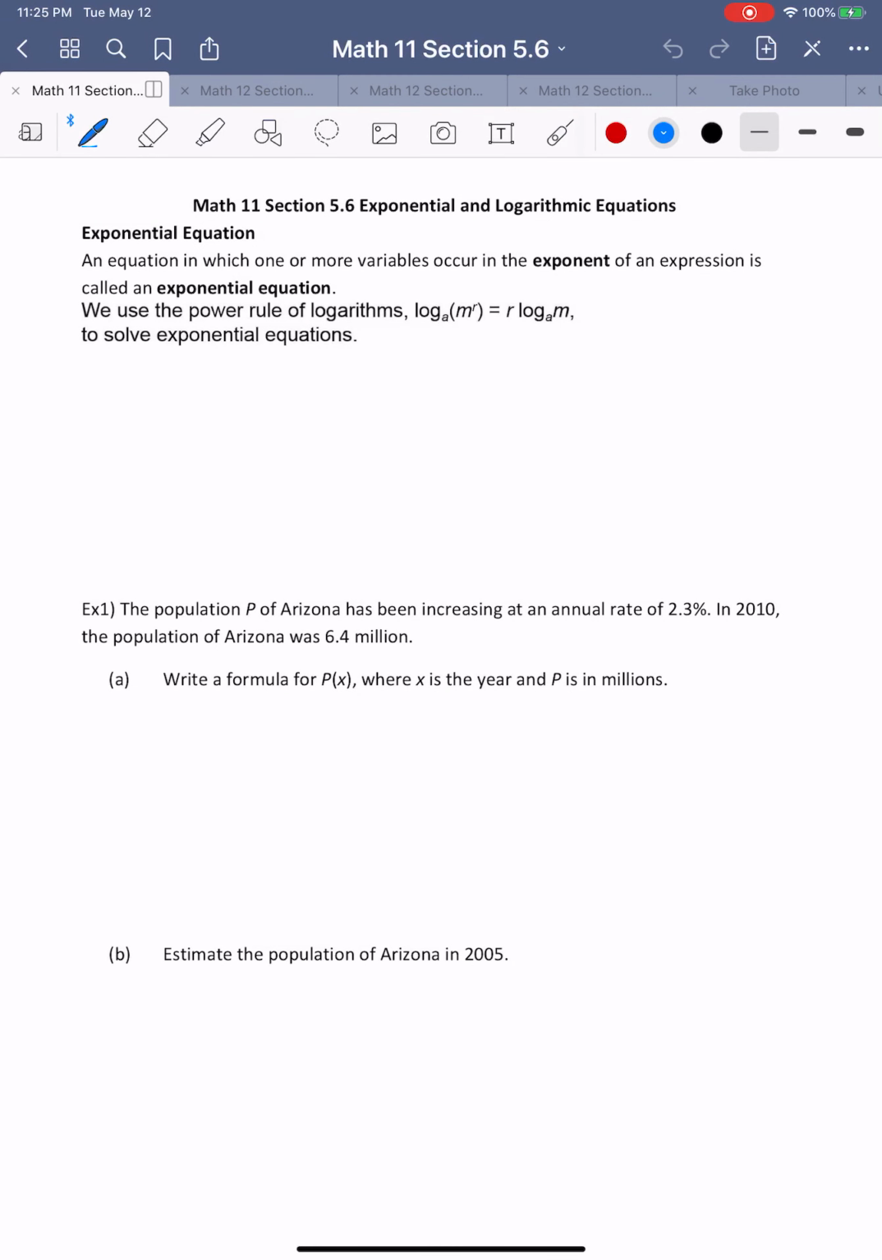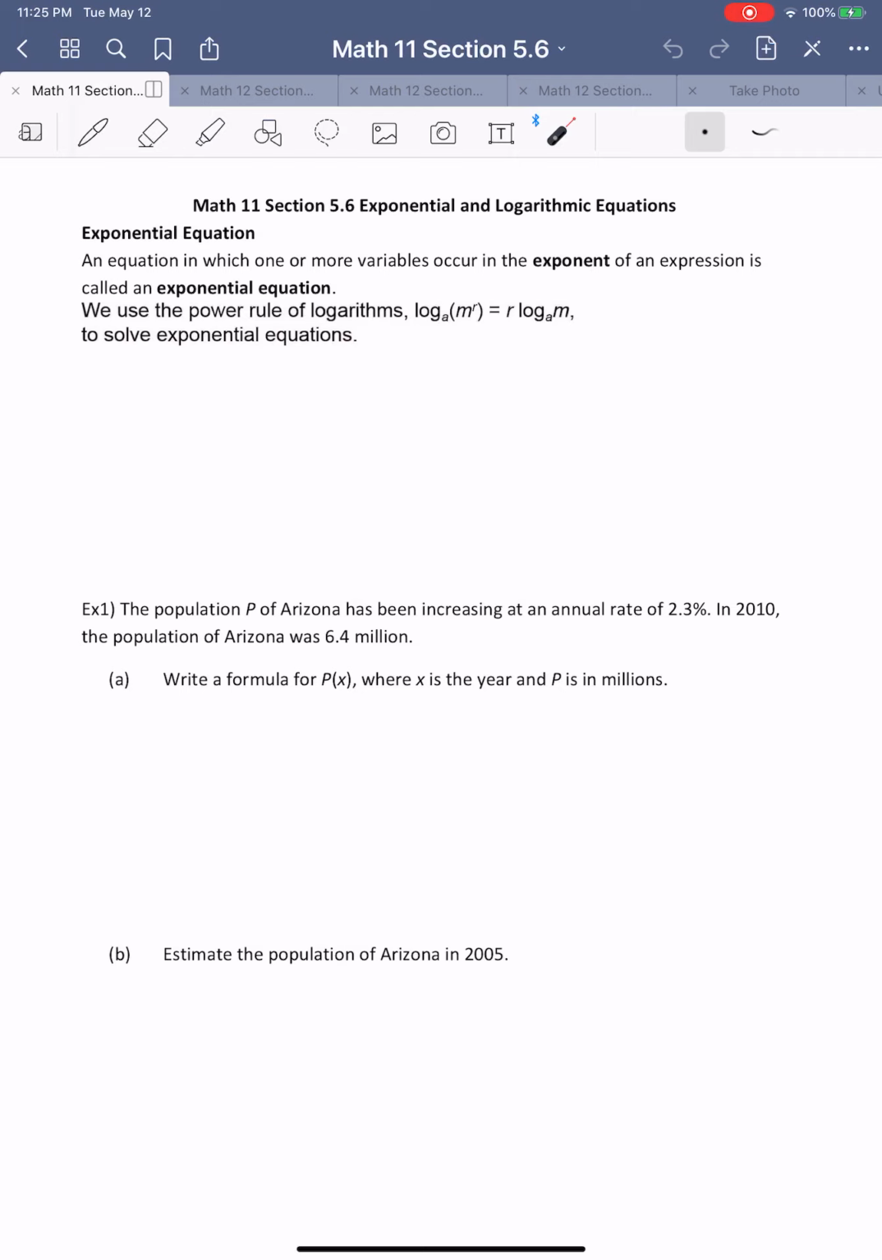Hello, this is section 5.6, exponential and logarithmic equations. An equation in which one or more variables occur in the exponent of an expression is called an exponential equation. We are using the power rule to solve the exponential equation here.